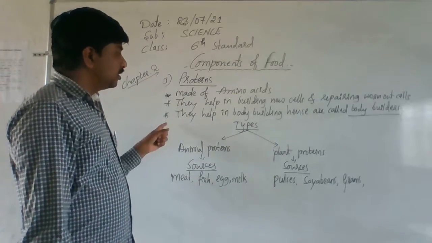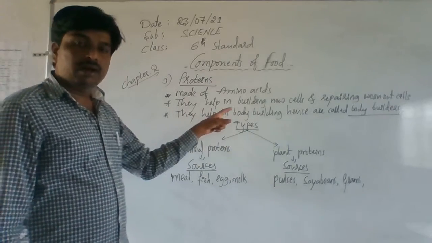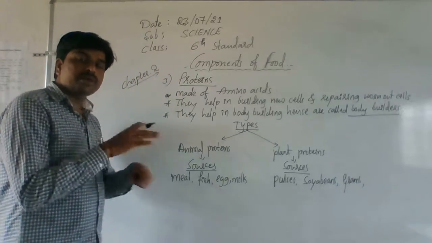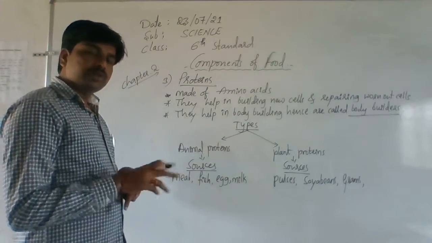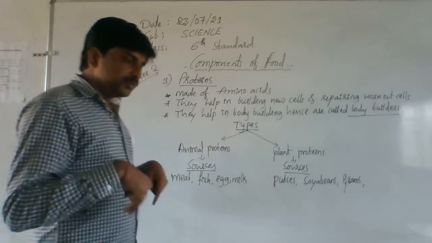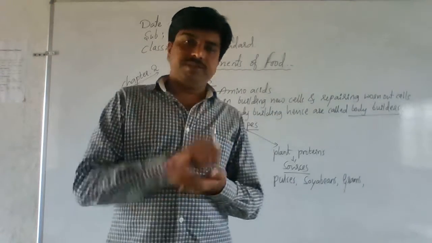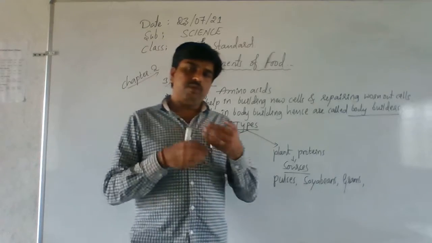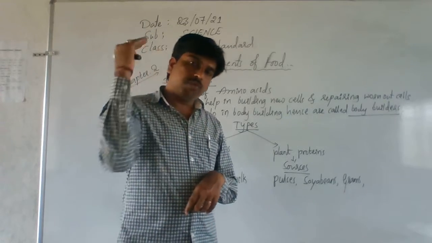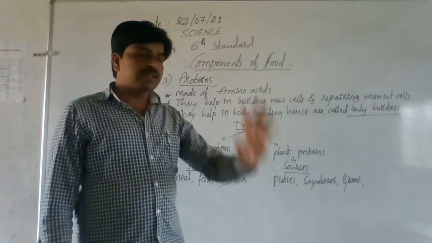Yes or no? See, these proteins are made of amino acids. They help in building of new cells and repairing worn out cells. Understand? They repair our body. Hence proteins are very essential in our food. They help in body building. Body building means growth. Understand? So growth mainly depends upon proteins. How much protein you provide to your body will show that amount of growth. Understand? See, so they help in body building, hence they are called body builders.